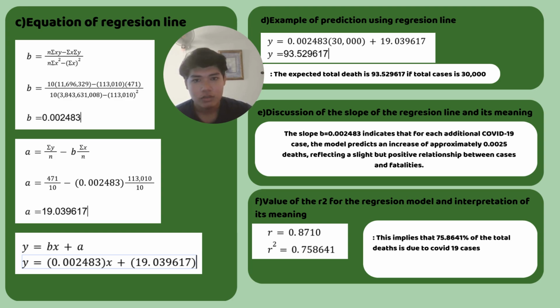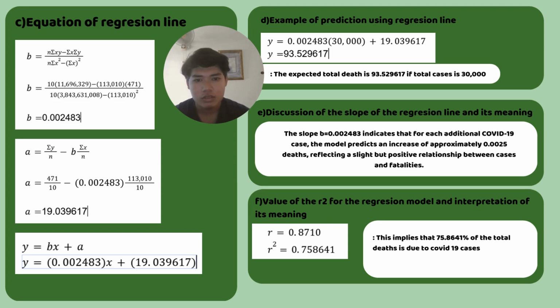We continue with the discussion of the slope of the regression line and its meaning. The slope, b equal to 0.02483, indicates that for each additional COVID-19 case, the model predicts an increase of approximately 0.0025 deaths, reflecting a slight but positive relationship between cases and fatalities.